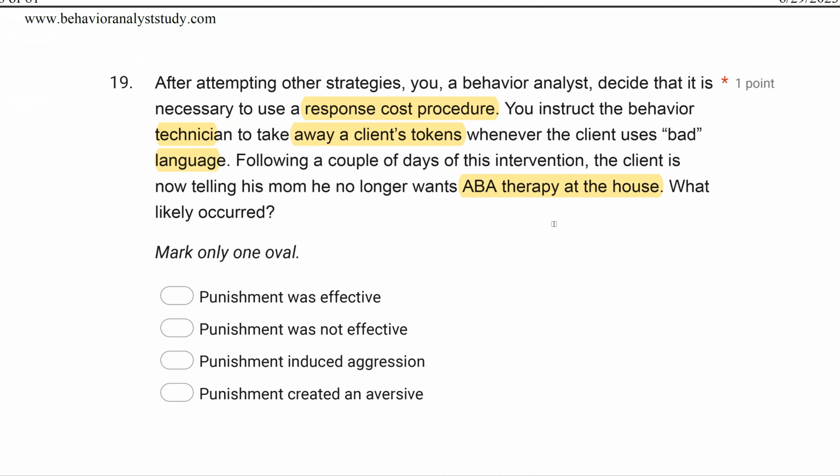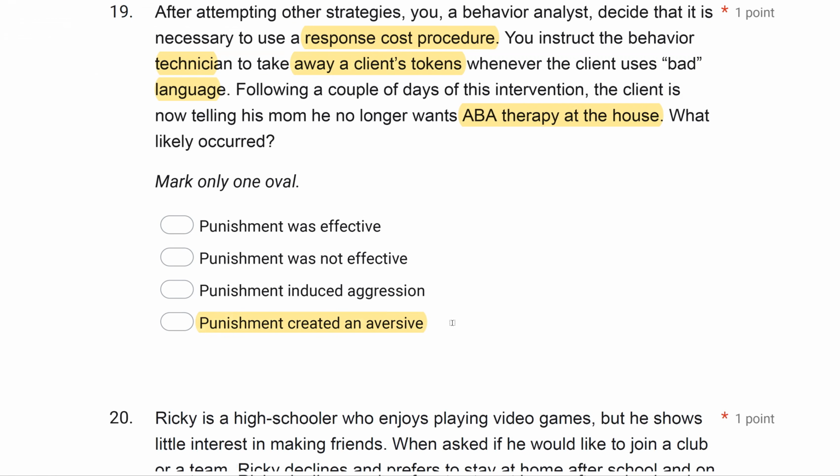Punishment-induced aggression. Do we talk about aggression here? No. What likely occurred was punishment created an aversive. The technician kept punishing, forming a relationship. And now the technician is this SD. Whenever I see this technician, I think punishment. And that's not good. That's why we've got to monitor punishment and be very careful with punishment.